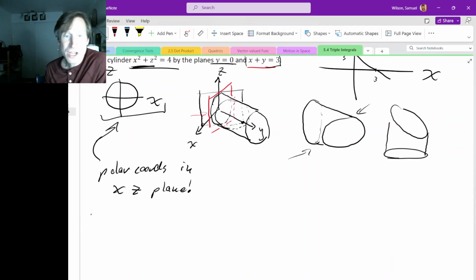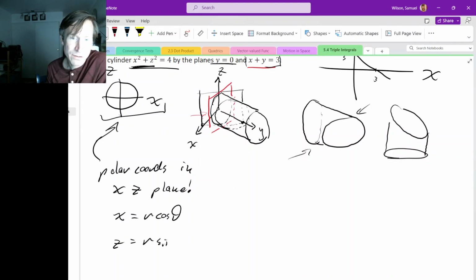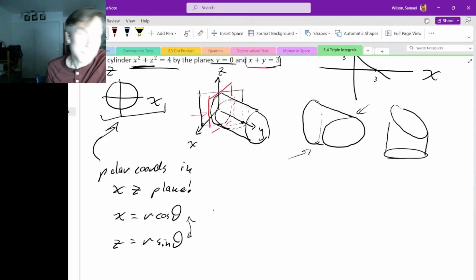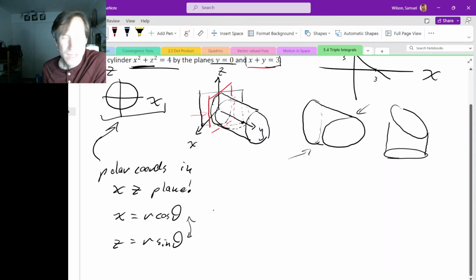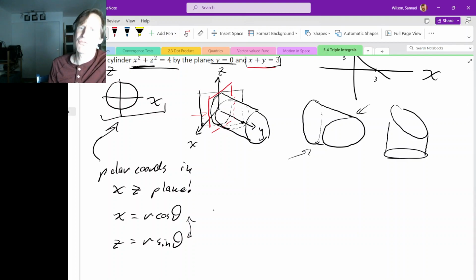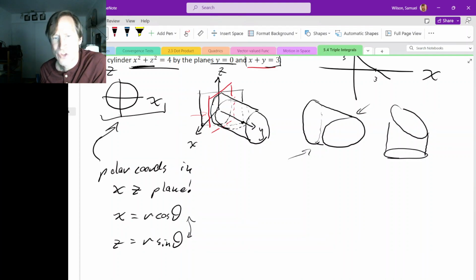This does involve making a choice. So the choice I'm going to make is that x is r cosine theta, and that z is r sine theta. You could swap these. That might change what your bounds are. It might also change what the integrand is, but it won't change what you get for the value of the triple integral at the very end. So let's figure out what we get.